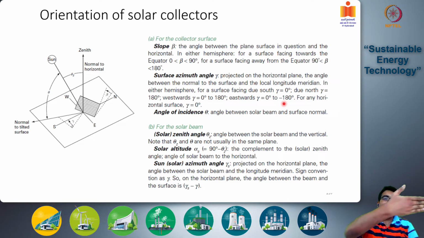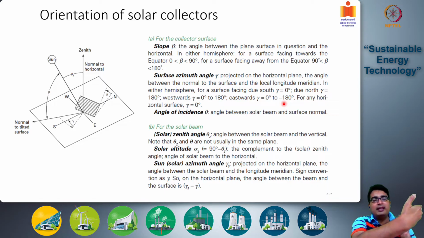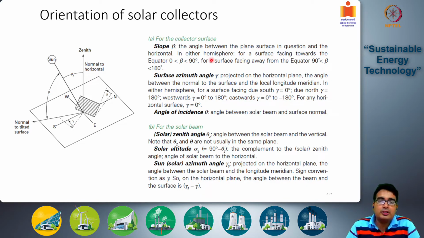So the surface can be oriented like this. This is 0 degrees, so exactly the north-south direction. It is moving like this. Then there is an angle gamma, and the surface is oriented east of the north-south direction. So in that case, gamma is 0 to 180 degrees, eastward 0 to minus 180 degrees, and westward it's 0 to 180 degrees. Okay. So this is called the surface azimuthal angle gamma.